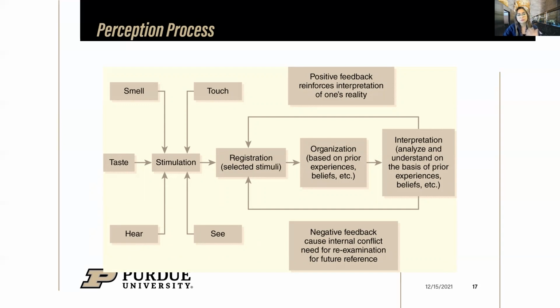These stimuli are then registered within our central nervous system. The selective stimuli about a particular thing are taken into the registration process. And our brain then organizes the information that is registered, based on the stimulus that was received, on the basis of prior experiences and beliefs. And once that organized information is available, it is then interpreted, which results either in positive feedback or in negative feedback. Positive feedback means that the new stimulus which we have received has reinforced our existing information from our previous experiences or beliefs, and eventually reinforces the interpretation of one's reality, while negative feedback is when this new information has created an internal conflict, which needs re-examination for future reference.